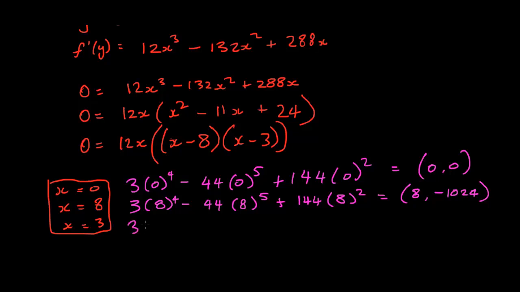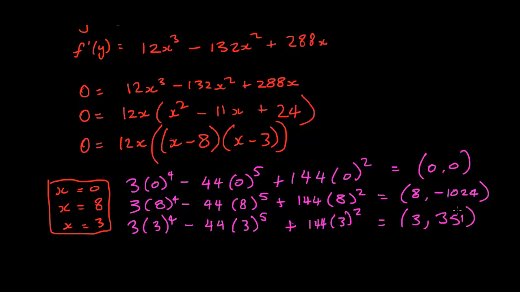And let's do the next one. So 3 times 3 to the 4 minus 44 times 3 to the 3 plus 144 times 3 to the 2 equals. Just putting that into my calculator. Yep, 351.